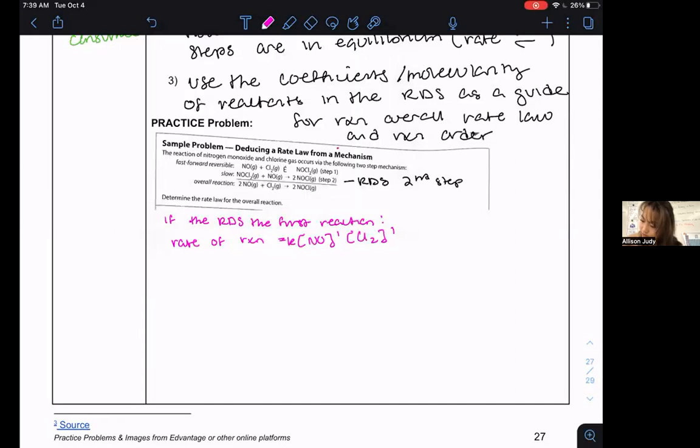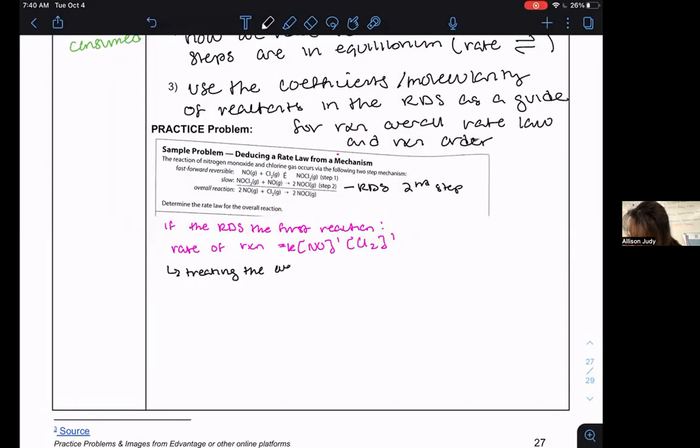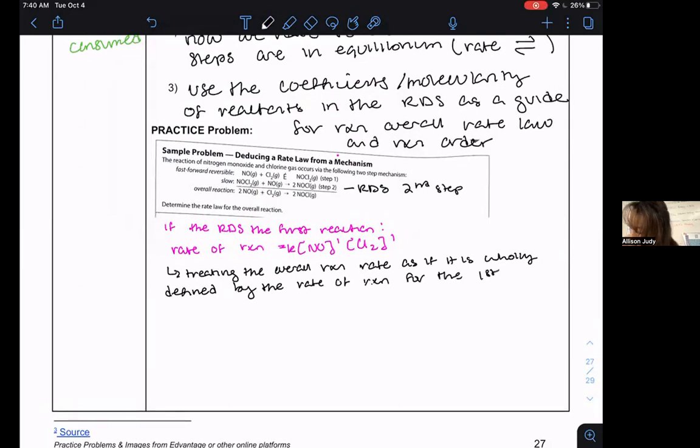Here we are treating the overall reaction rate as if it is wholly defined by the rate of reaction for the first elementary step. Okay. If the RDS was the first reaction, it's super simple. That's why I'm not spending very much time on it.